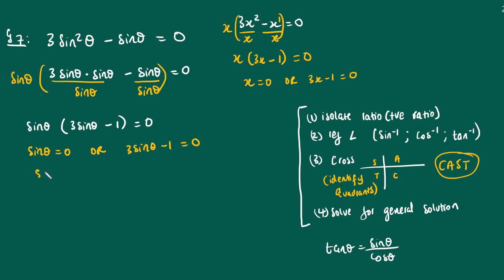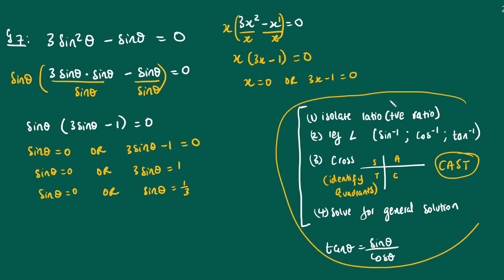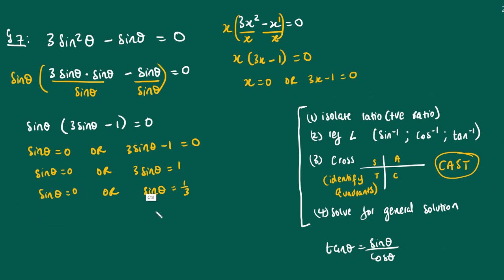So now you're going to have sine theta equals 0, or 3 sine theta equals 1. Sine theta equals 0, or sine theta equals 1 over 3. Good. So you see that you have sine theta equals 0 in this. It's like you have two questions on general solution. You're going to do this step for this side and then for that side. So usually I put a line here so that I separate them.